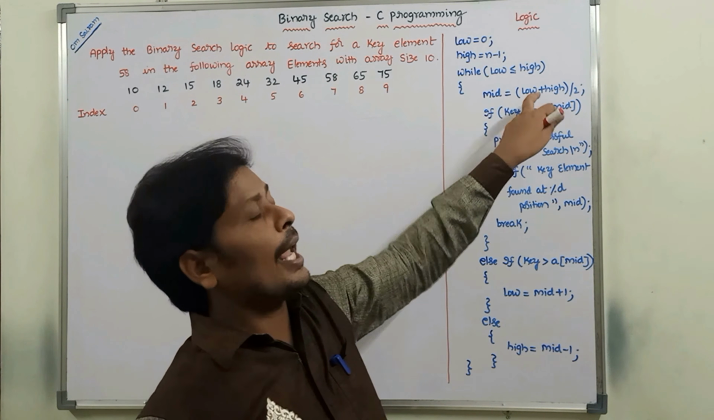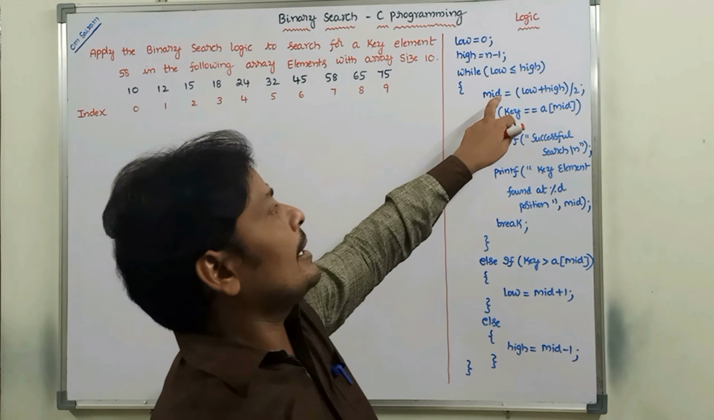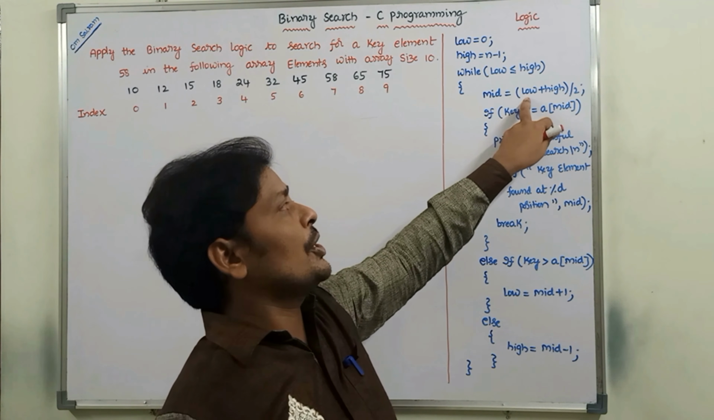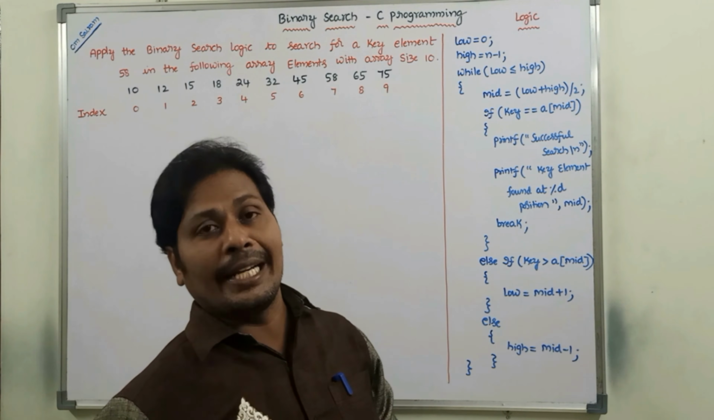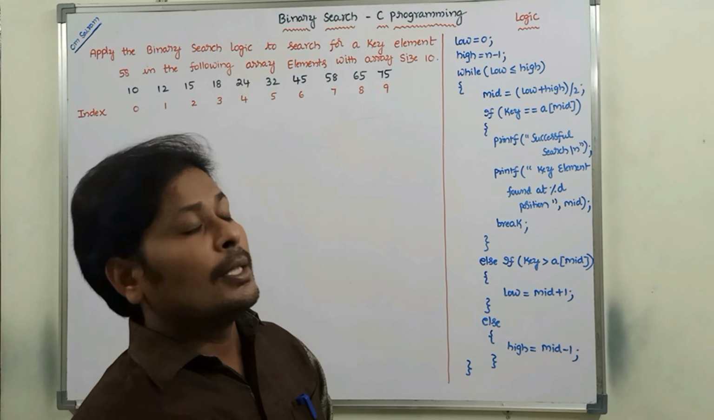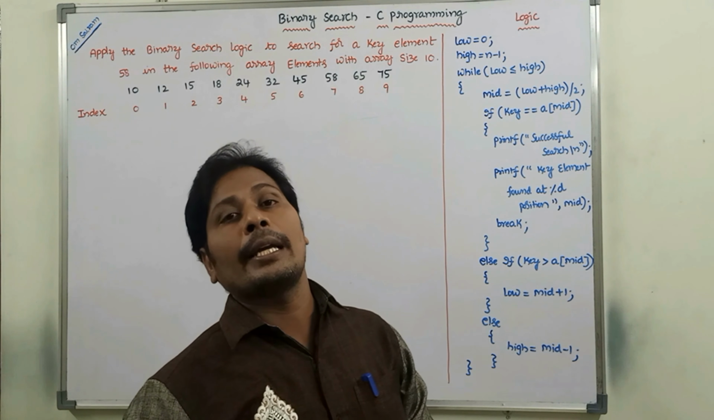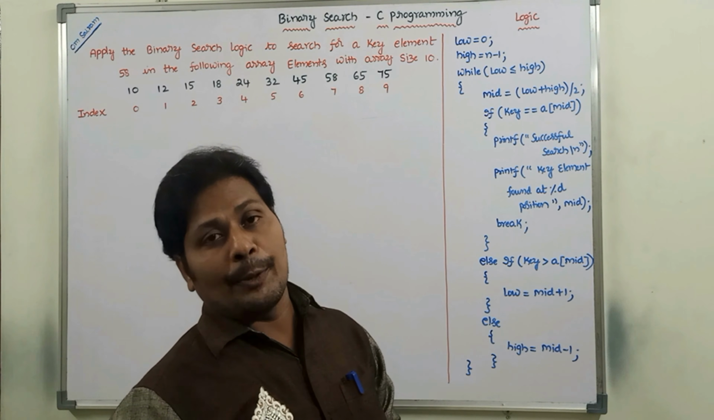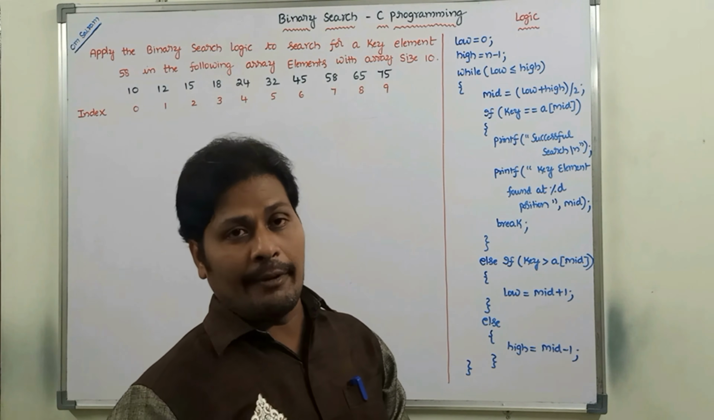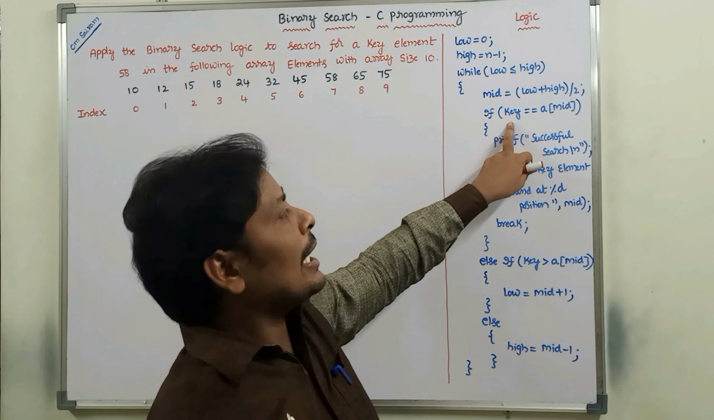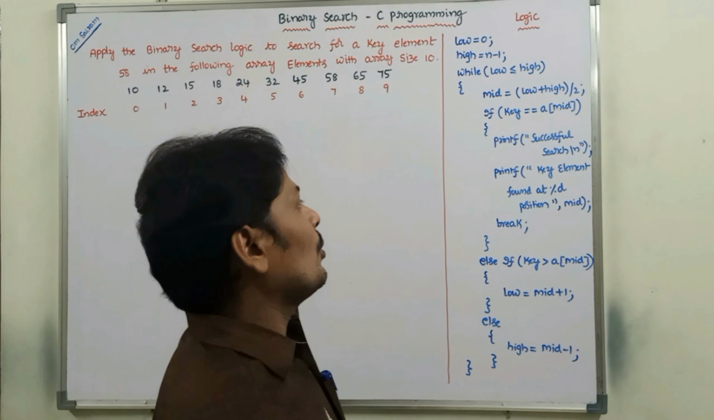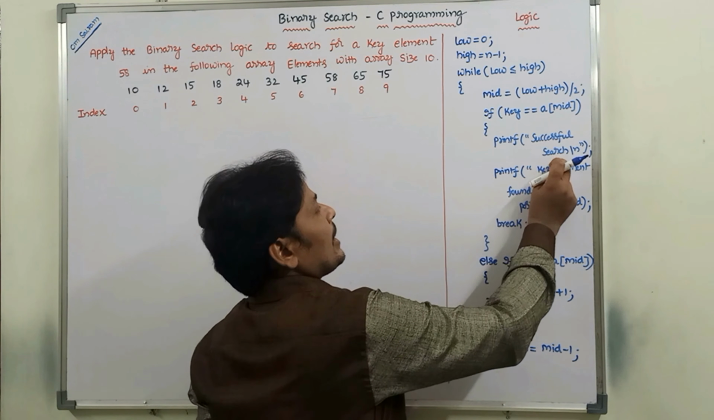First, we have to calculate the mid value. Mid is equal to low plus high by 2. So, low is index 0, high is n minus 1 index. After calculating the mid value, first we have to compare the key element with mid value. So, okay, key equal to A of mid value.